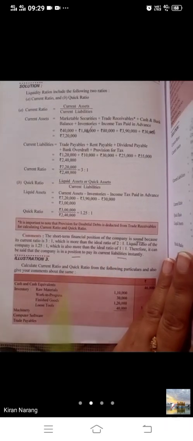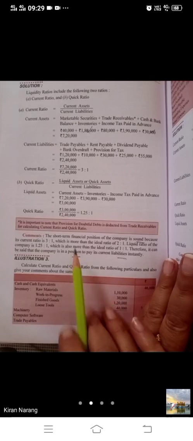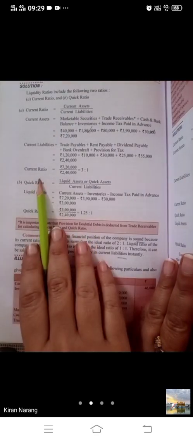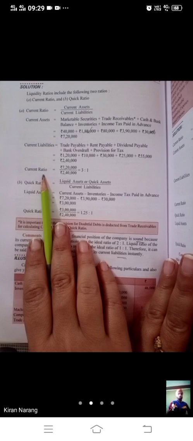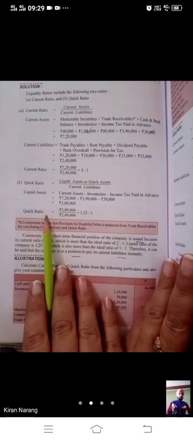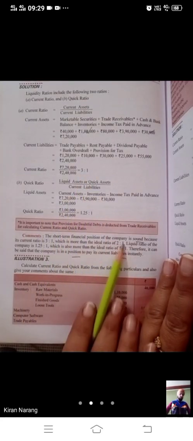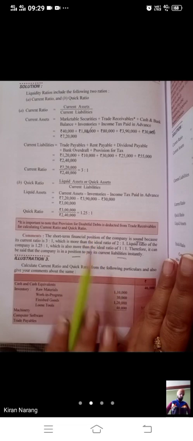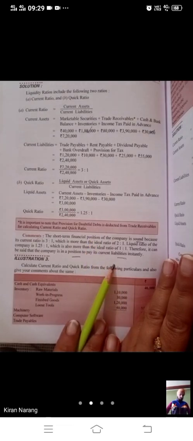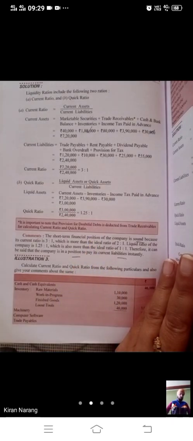Any doubt bache? How we will mention the comment? We should know the ideal ratio. 2:1 is the ideal ratio of current ratio and 1:1 is the ideal ratio of quick ratio. So what we have to do? 3:1 is better than 2:1, and 1.25 is also better than 1:1. In this way you will write the comments.